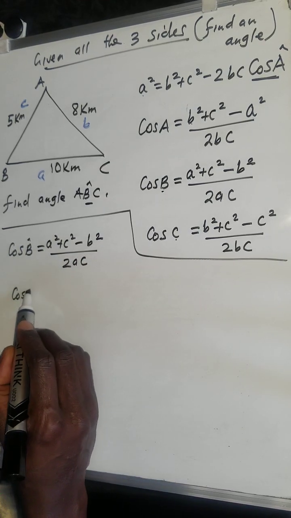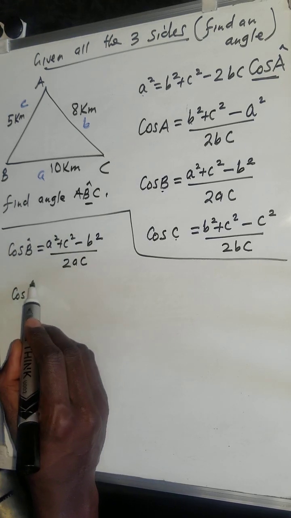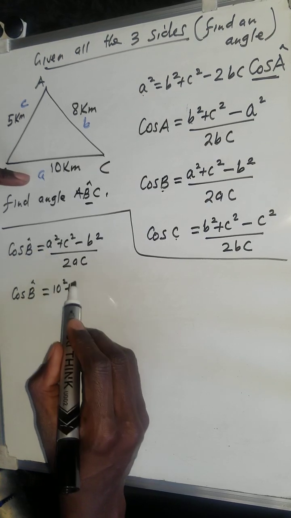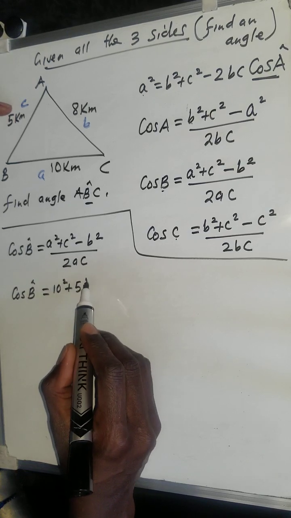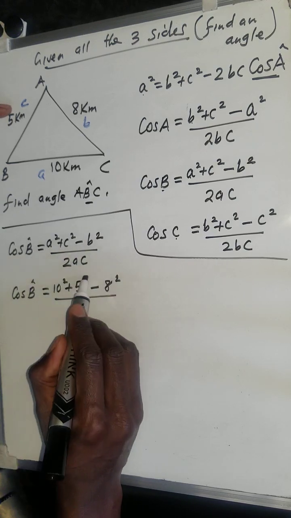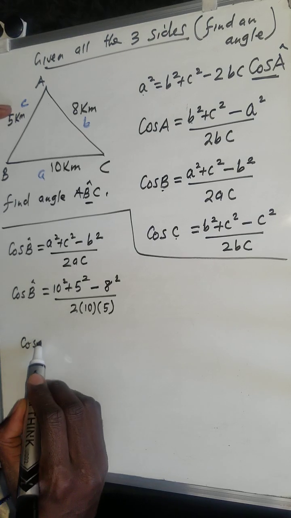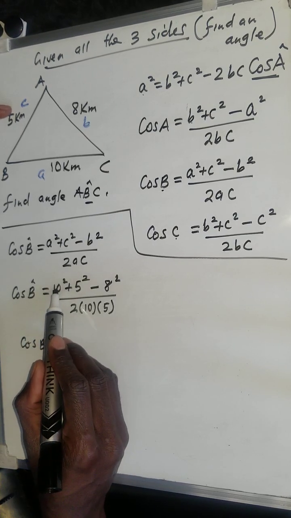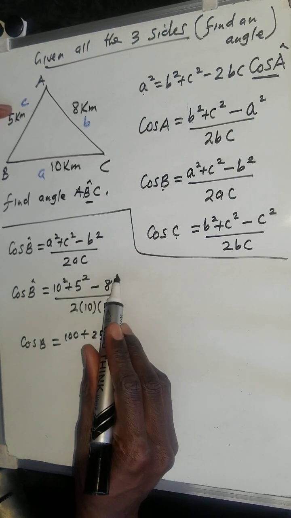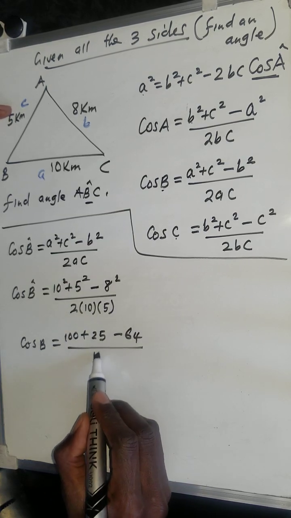Then correct substitution. Please make sure you use the letters they have given you in the triangle. So cos B will be equal to, what is my A? My A is simply 10 squared plus my C, remember that is 5 squared, minus B, that is 8 squared, over 2 multiplied by 10 multiplied by 5. So cos B is equal to, of course, what is 10 squared? It is 100, plus what is 5 squared? It is 25, minus what is 8 squared? That is 64, over 2 times 10 times 5, that will give you 100.